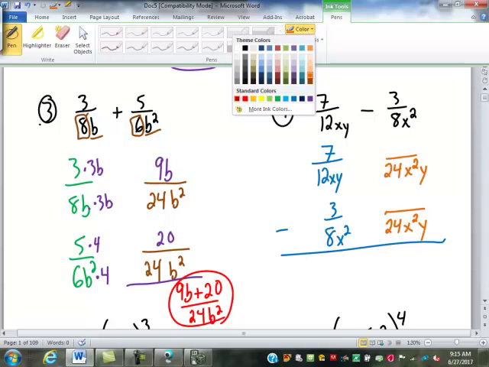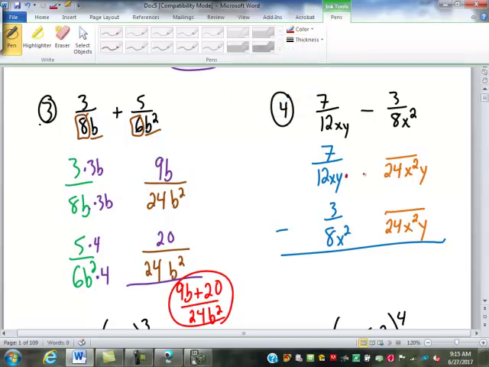So now, what do I multiply 12 by to make 24? 2. Do I have to do anything to the x? Yeah, x times x to make x squared, so times an x. Do I have to do anything to the y? No. It's y already, and it's just going to stay y. So I have to multiply the 7 by 2x as well. What do I get? 7 times 2 is 14, and then the x.